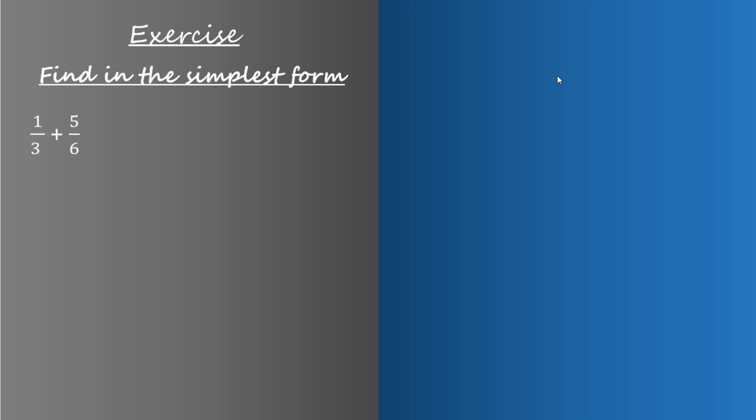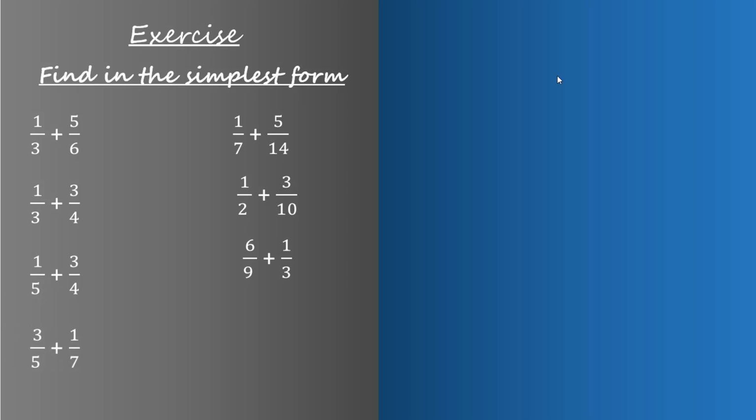You can do this exercise by yourself. Find in the simplest form 1 over 3 plus 5 over 6, 1 over 7 plus 5 over 14, 1 over 3 plus 3 over 4, 1 over 2 plus 3 over 10, 1 over 5 plus 3 fourths, 6 over 9 plus 1/3, and 3/5 plus 1/7, 1 over 9 plus 10 over 15.